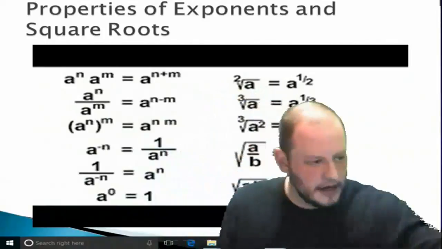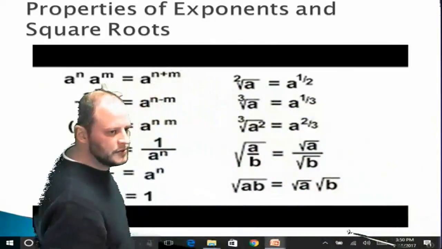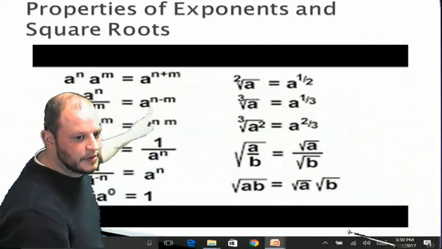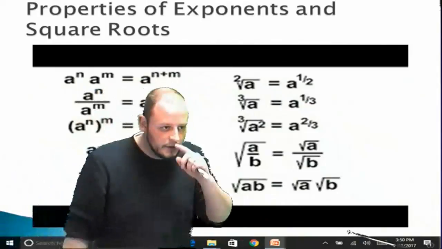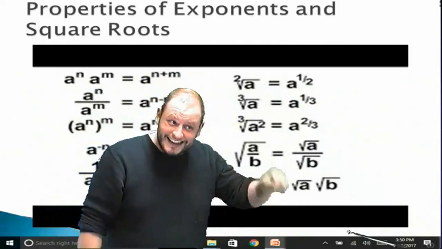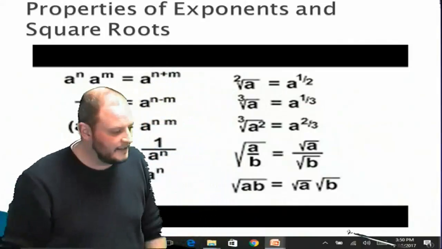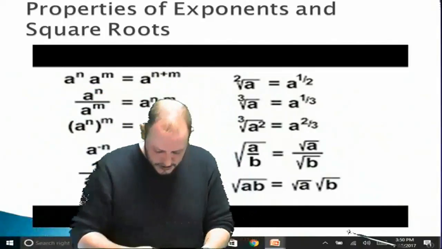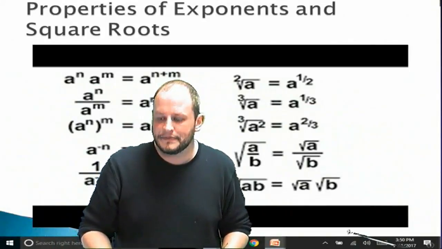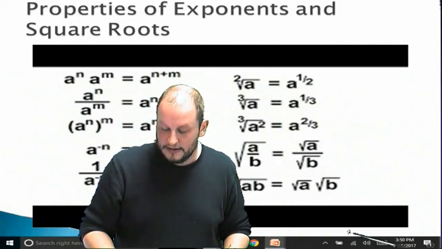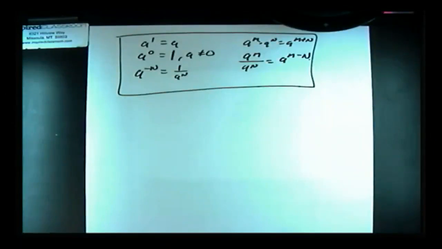So we're going to talk about some of these rules that you see behind me, mostly these properties of exponents, but the properties of square roots are very similar. We're going to do a practice problem here with a to the n times a to the m, and how that is equal to a to the n plus m. So I'm going to switch to the other camera.